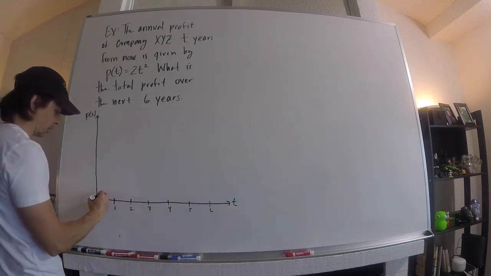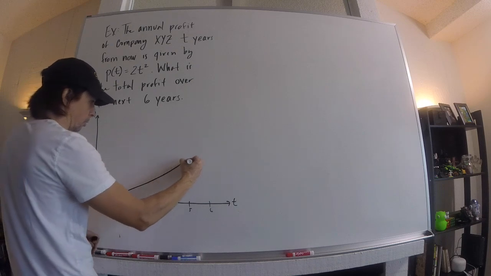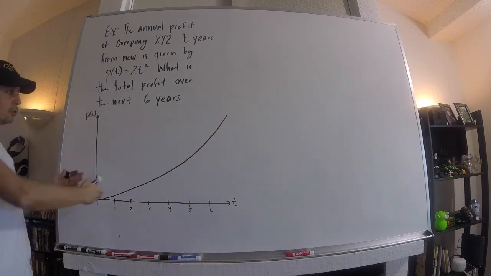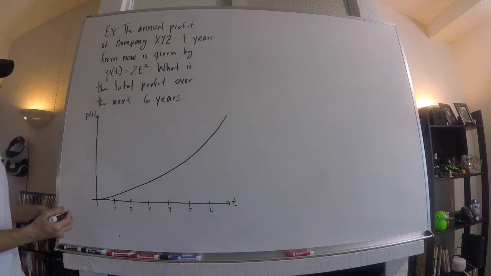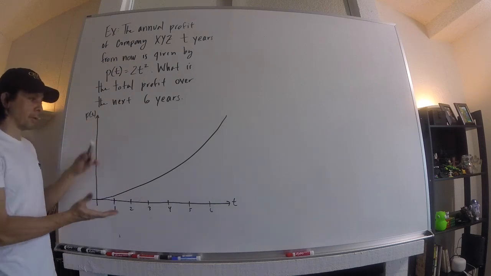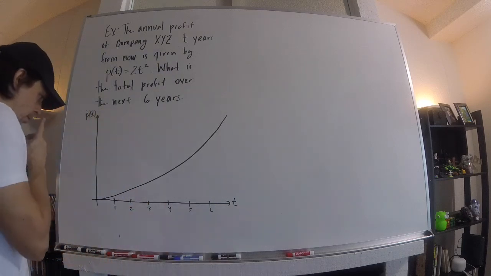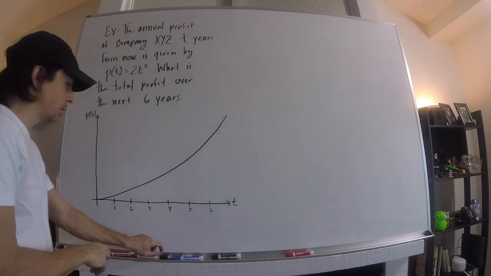Our function looks like this. I'm going to scale it so it's not super steep like it actually would be. 2t squared is a very steep parabola. I'm going to flatten or scale that down so we can see some details. Okay, and this is giving you annual profit.